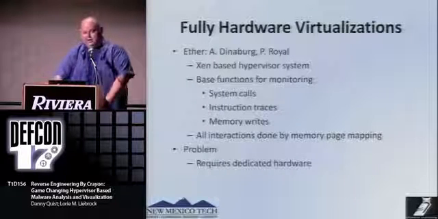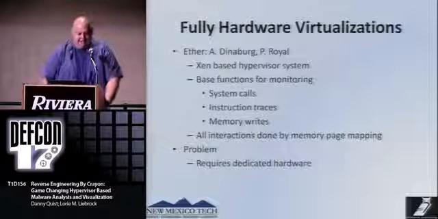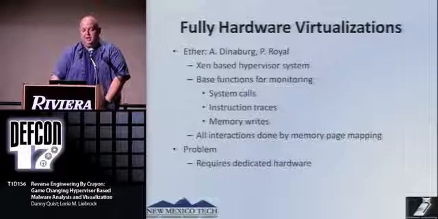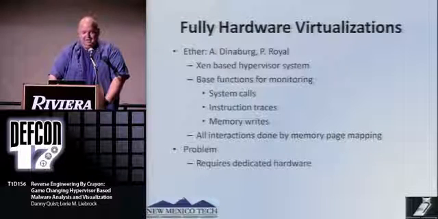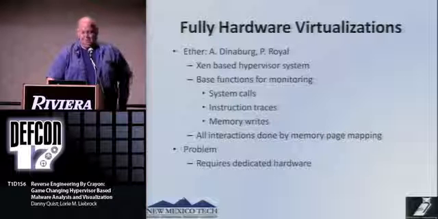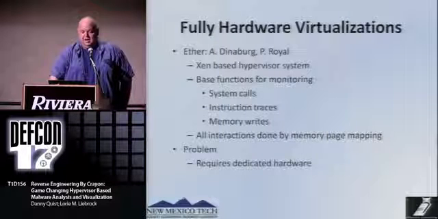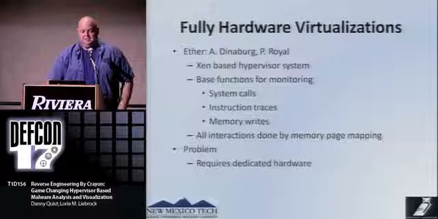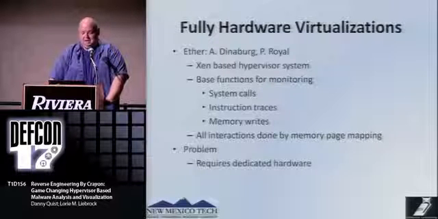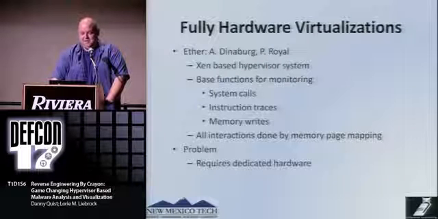Okay, so now we get into the awesome. There's a fully hardware virtualization monitoring system called Ether. It was built by Artem Dinaburg and Paul Royal from Georgia Tech. This is a Xen-based hypervisor system. Ether has components that monitor system calls, instruction traces, memory writes, and basically all interaction with the OS is done via the shadow page table inside of the Xen hypervisor.